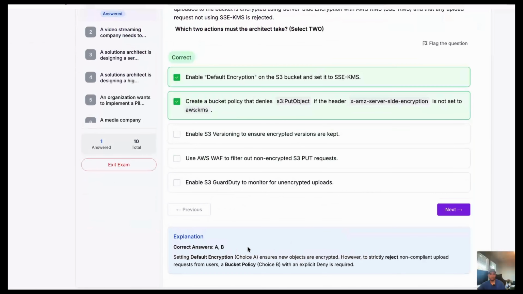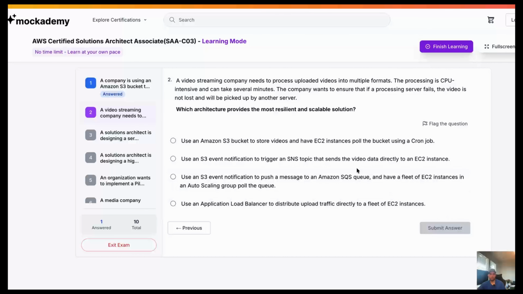That's correct. Setting default encryption ensures that objects are encrypted. However, to strictly reject non-compliant uploads, requests from users, a bucket policy with an explicit deny is required. Going to the next question. Question number 2.